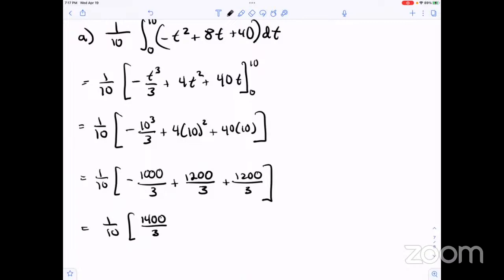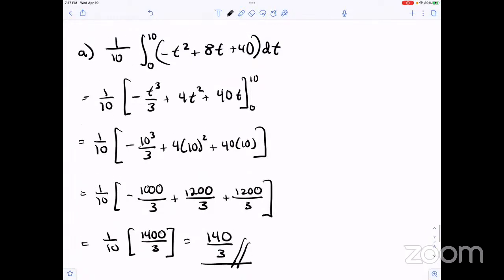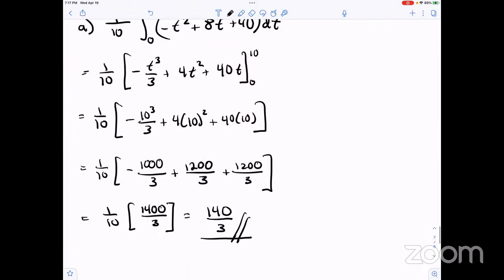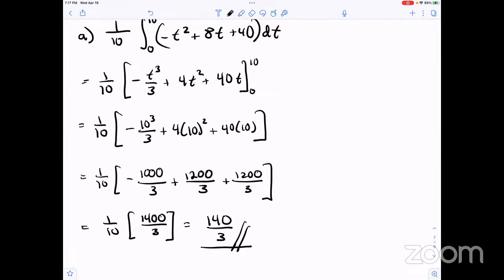So then that's 140 over 3. Looks like the final result is 140 over 3, and I think we can go with that. That's for part A, the average temperature. That's approximately, or you can say that's equal to, a 4 with the, that's a 12, so that's a 26 with the remainder of 2 and 2/3. So 0.6 bar. And that's what, degrees Celsius.